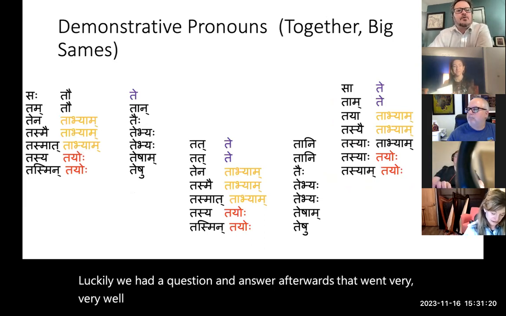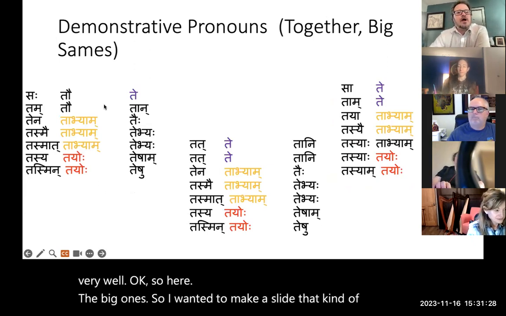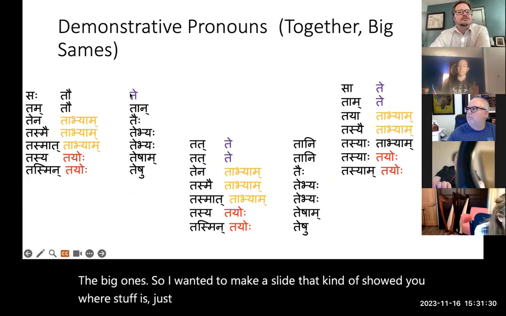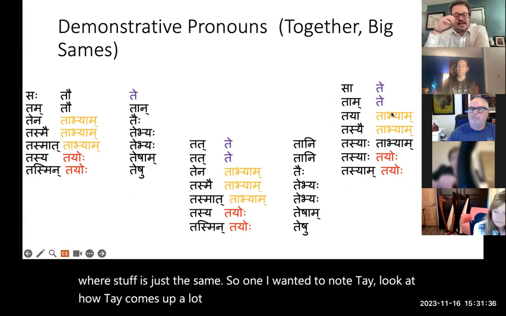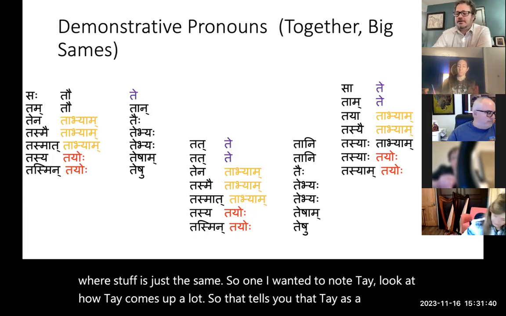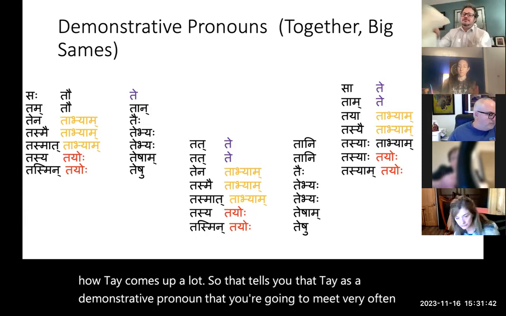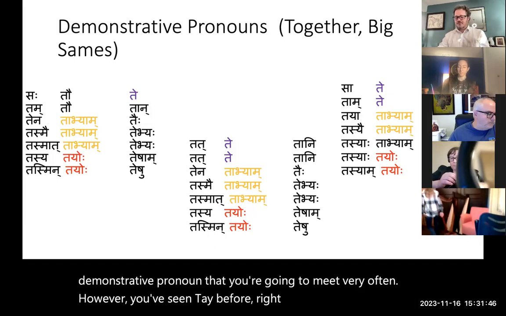Okay, so here are the big ones. I wanted to make a slide that showed you where stuff is just the same. So one, I wanted to note te. Look at how te comes up a lot. That tells you that te is a demonstrative pronoun that you're going to meet very often. However, you've seen te before, right? Where have you seen te before?